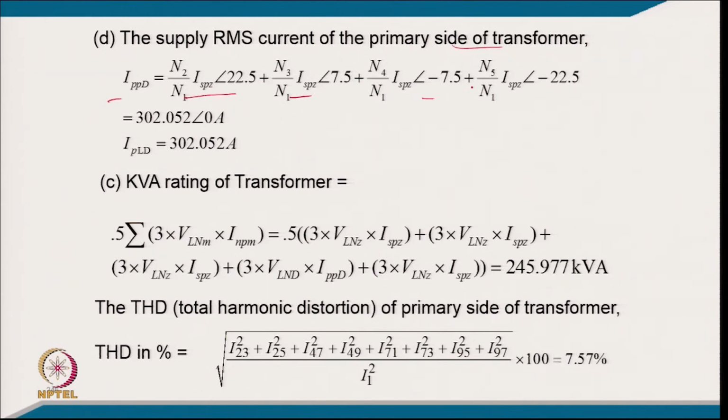So, you have all 4 winding currents here, and the current comes to 302.052 ampere typically on the primary side. Now, you can find out the kVA rating, where you have to consider each winding with its current, for all the 4 secondary windings and 1 primary winding, and this comes to 45.977 kVA. And the THD of this current you can find out from the waveform, it comes to 7.57 percent, because you are considering ideal current with the stepped waveform.